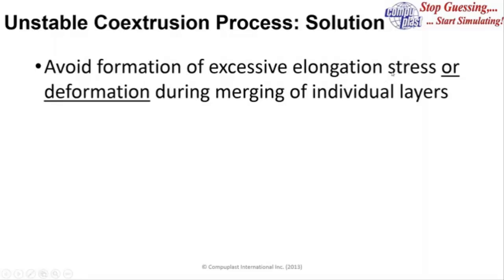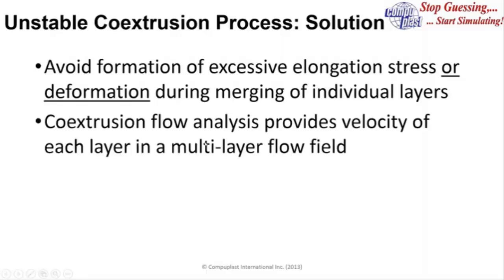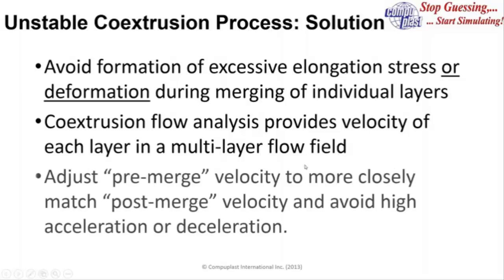Or if we don't know the viscosity, we can just avoid the deformation based on the velocities of the material during the merging of the individual layers. And then in co-extrusion flow analysis, we can determine what the velocity of the individual layer is either before or after it merges. And then we can adjust the pre-merge velocity because we have little control over the individual layer velocity in a multi-layer system, so that it more closely matches the post-merge velocity, and then we can avoid high acceleration or deceleration of the material to have a more uniform product.